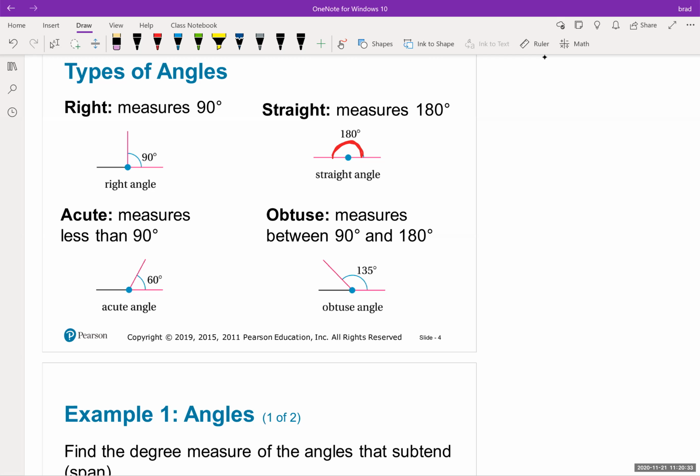Acute angles, again, a lot of this stuff you might remember. Acute means less than 90 degrees, and obtuse means that it's between 90 and 180 degrees. And again, it can't be 90 because then it would be a right angle, and it can't be 180 because then it would be a straight angle. So it's between 90 and 180, which makes it obtuse.